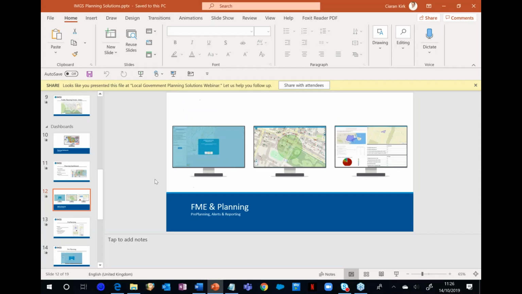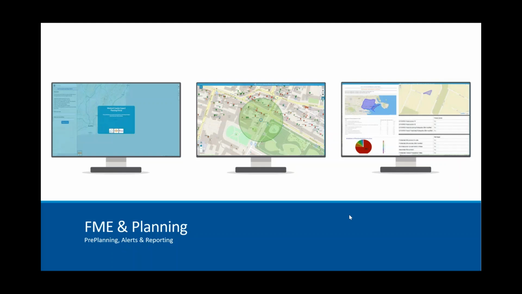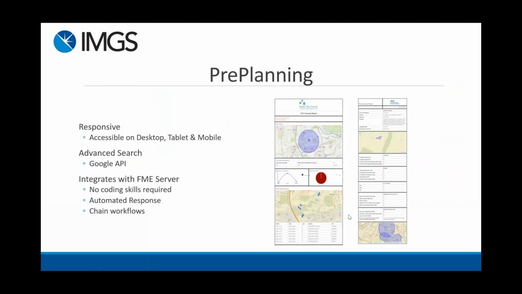The second part of our demo, we're going to focus on FME and what FME can help with on the planning side. The first thing is when a pre-planning request comes in, FME can provide an alert portal that allows members of the public to go in and make pre-planning requests so they can get their own reports. It has an advanced search and is built on top of FME Server.